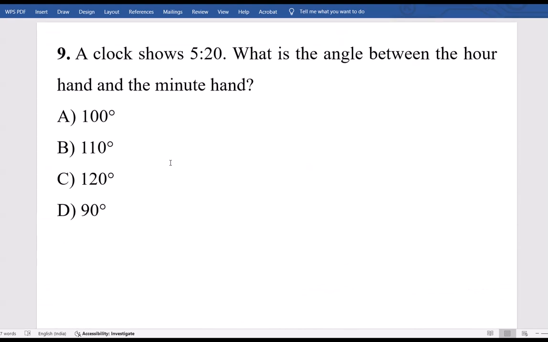Next question related to clocks. What is the angle between the hour hand and minute hand? A clock shows 5:20. Angle between the hands is the question.